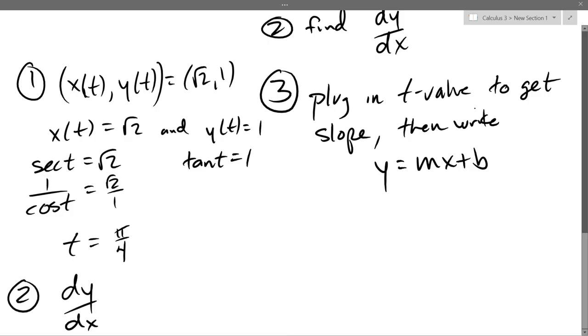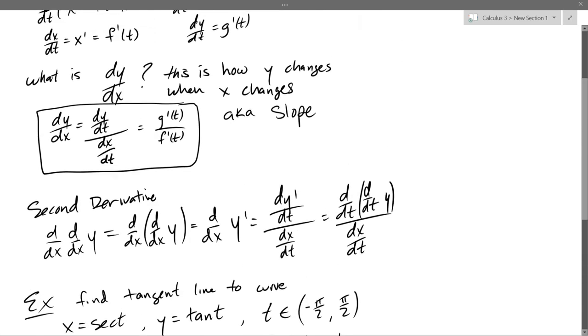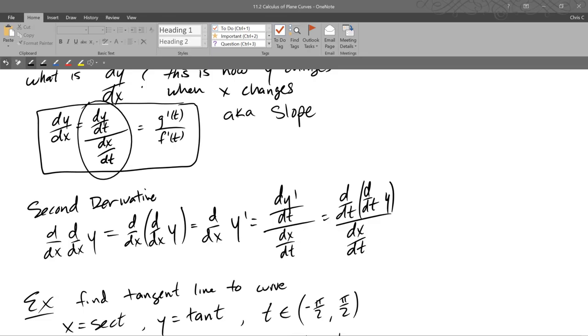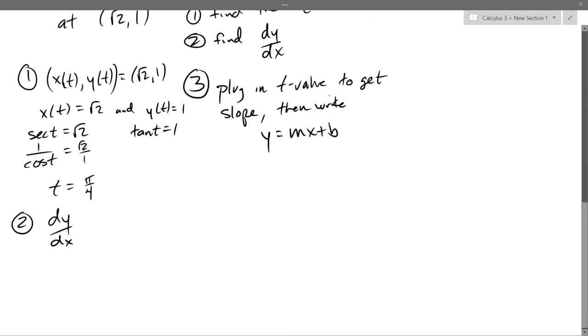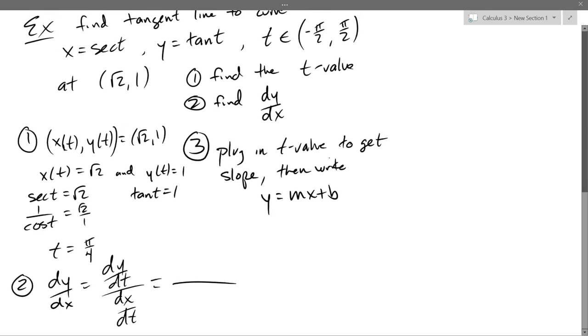Dy over dx. So which form do you want to use? There's a few choices. Let's go with dy dt over dx dt. So let's do this one I just circled right there, dy dt over dx dt. So I have two derivatives I need to compute. So what is, y is tangent, right up here, y is tangent. What is the derivative of tangent t? Secant squared.